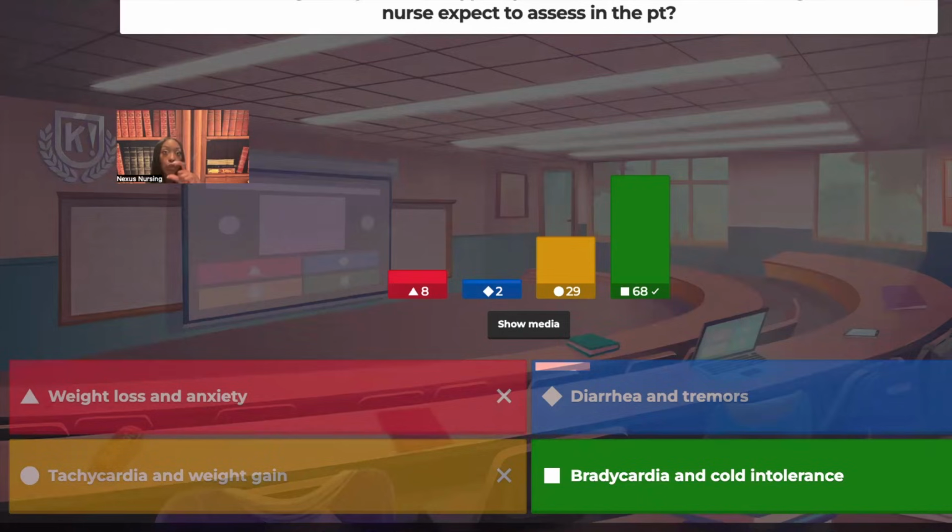There's a difference when a question asks you what would you expect to assess versus what would be of concern. If you expect to assess something in a patient because that is part of the disease process, that's not going to be a priority, versus a complication of a disease process. That's going to be a priority. So make sure you guys know the difference and you're being very careful when you're reading, okay?